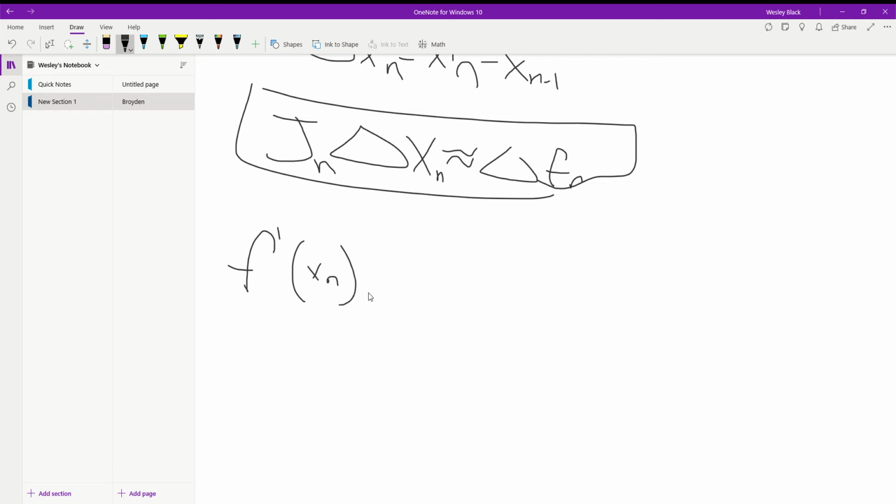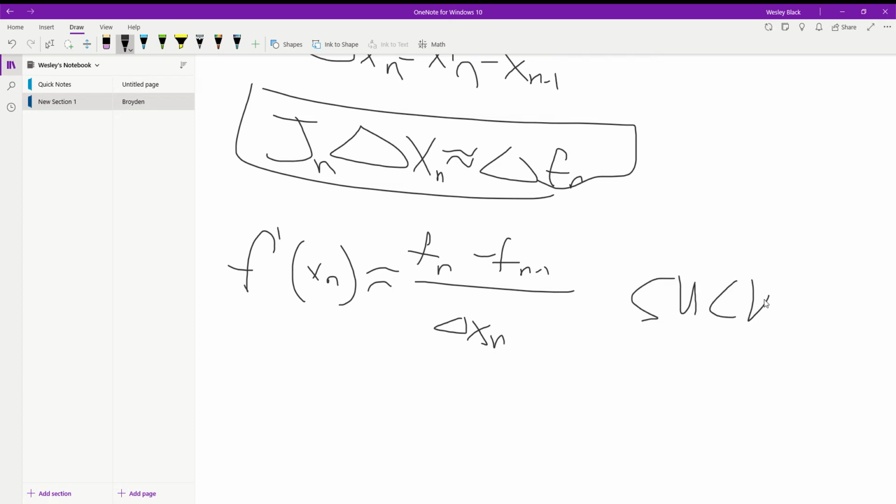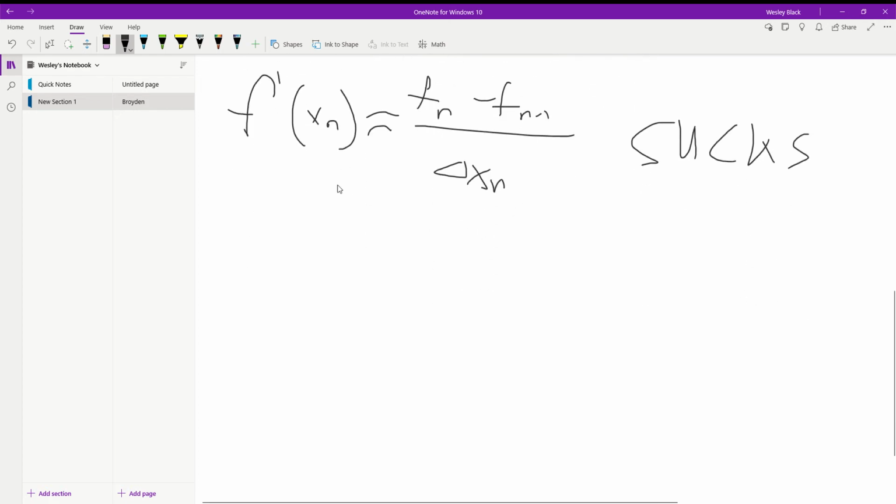It's going to be more or less equal to f of n minus f of n minus 1, all over delta xn. That's your pre-calc stuff. It's good for guesstimation, but the truth is, it sucks. Right? That's objective math. You cannot disagree with me on that.